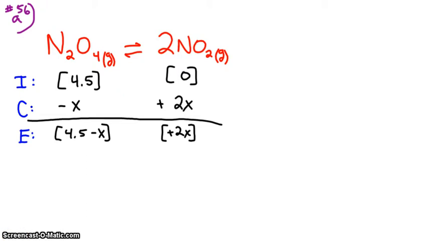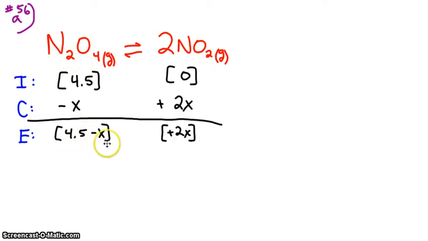The initial concentration of the N2O4 gas was 4.5 atmospheres. Initially, there was 0 NO2. The change in concentration is minus X for N2O4 and plus 2X for NO2. Combining the initial and the change, the equilibrium concentration for N2O4 is 4.5 minus X, and the equilibrium concentration for NO2 is 2X.